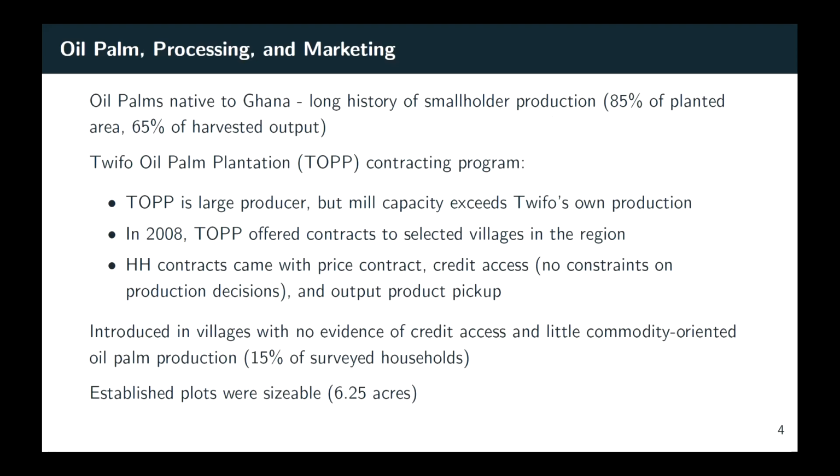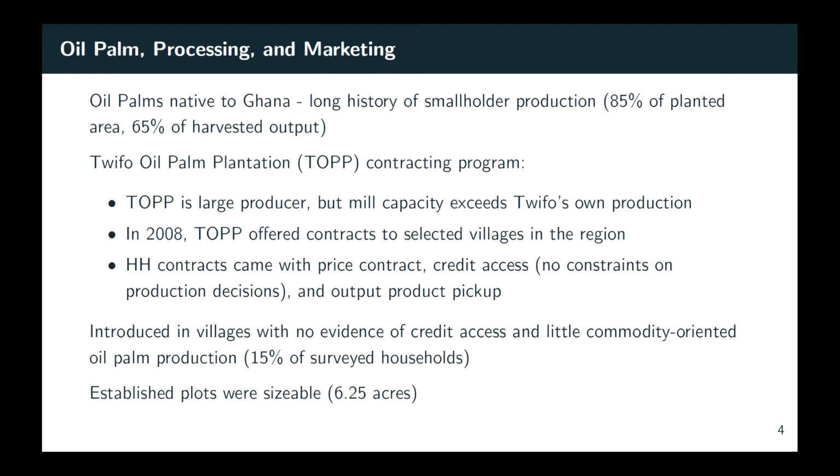Okay, so to give a little bit of background before we jump into the econometrics, oil palms are native to Ghana, and there is a very long tradition of smallholder production of oil palm in the region. Currently, or I believe as of 2015, 85% of planted oil palm is smallholders, and over 65% of the total output that's harvested is also coming from smallholders in the region.